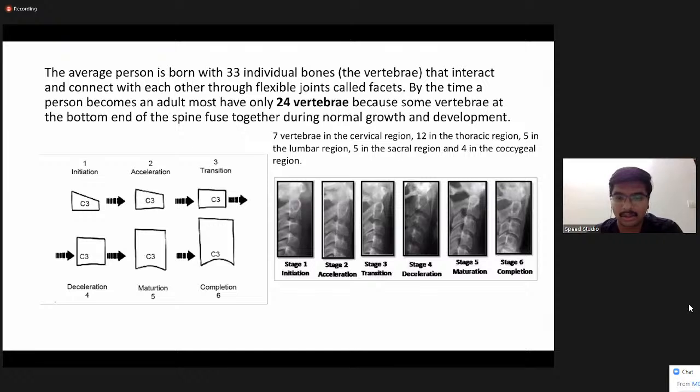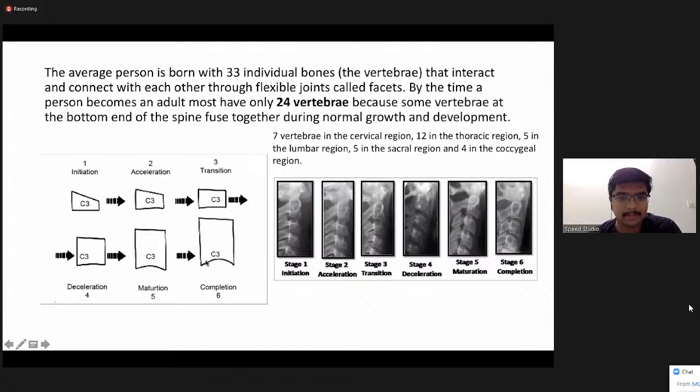So what are the key differences that you are going to observe through these stages, 1, 2, and 6, will be the lowermost border of the C3. As you can see, from stage 1 to 6, the lower border turns from a flat surface to a mildly curved surface to the most curved, and the most rectangular cervical vertebrae. So this means when the individual goes from initiation to completion, the growth has been completed.